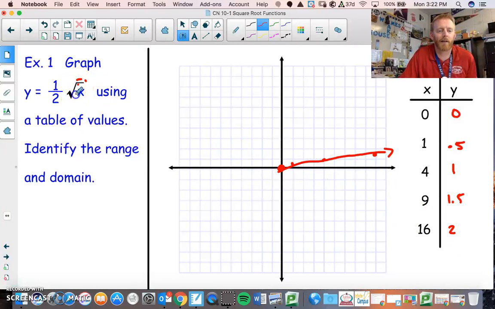That's like having the implied parentheses like we talked about at the beginning of the school year, and then we multiply by a half like we did also at the beginning of the school year. All we need to do now is name our domain and our range.